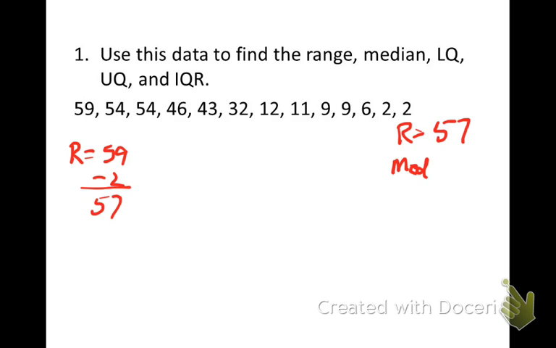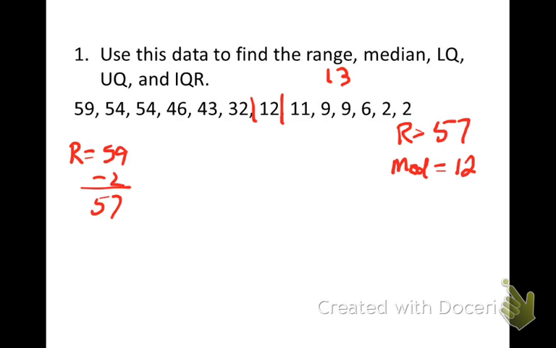When we want to do the median, we need to count how many numbers are in our list. So 1, 2, 3, 4, 5, 6, 7, 8, 9, 10, 11, 12, 13. So there are 13 numbers, so that's going to be easy. There will be one number in the middle. Half of 13 is 6, so I'm going to count over 6: 1, 2, 3, 4, 5, 6. And over 6: 1, 2, 3, 4, 5, 6. And we see that the median is 12.